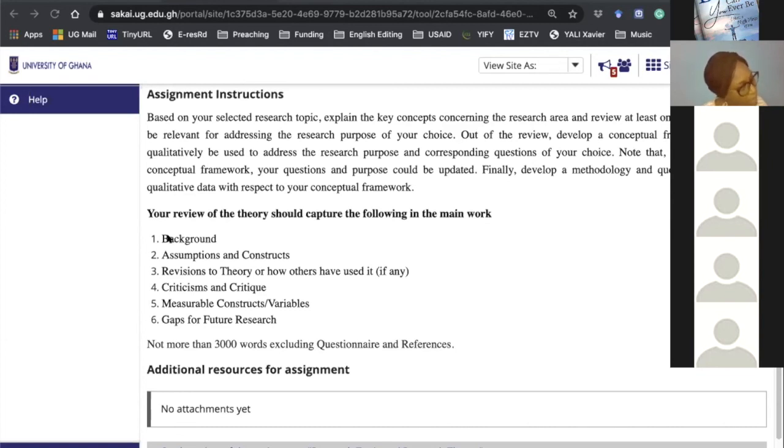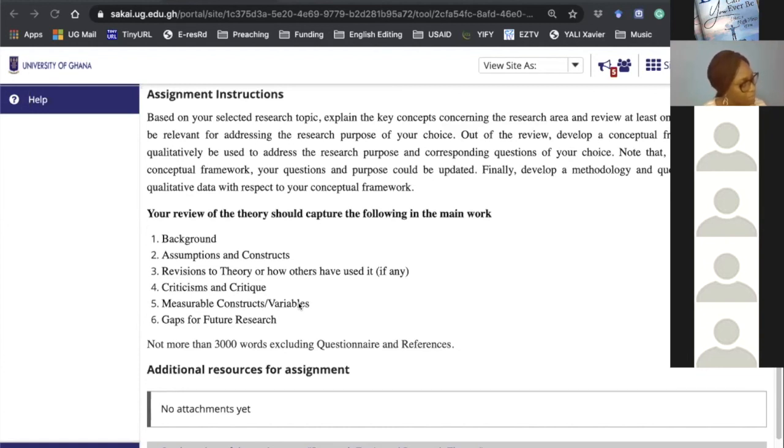The criticisms are any criticism that has come to the theory. Maybe you can discuss about 3 or 4 criticisms that have come to the theory. Usually the criticisms lead to the revision, so you can interchange 3 and 4 depending on your work. And the measurable constructs and variables are, if people are using it in their work, how do they measure the variable? For example, you have a variable like subjective norm.